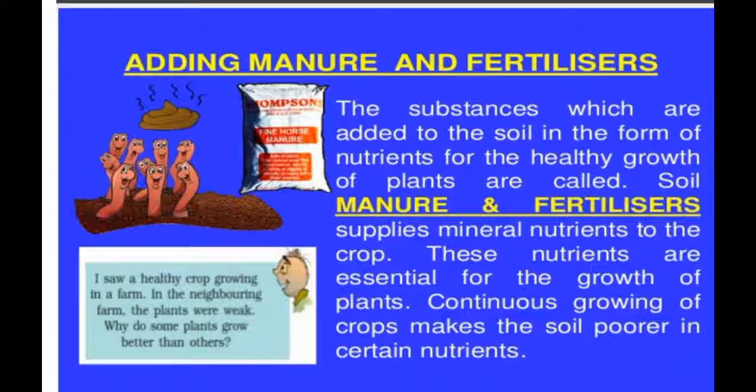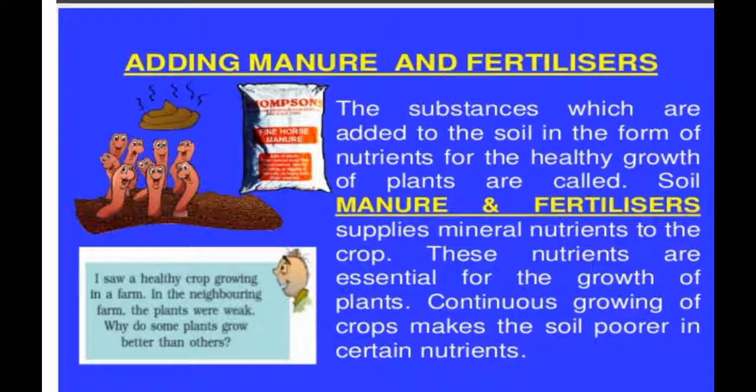Now after that, some nutrient requirements will still remain. Even with methods like crop rotation, intercropping or mixed cropping, plants still require some nutrients. Those nutrients we add by using manure and fertilizer. Manure and fertilizers are substances added to the soil in the form of nutrients for the healthy growth of a plant.